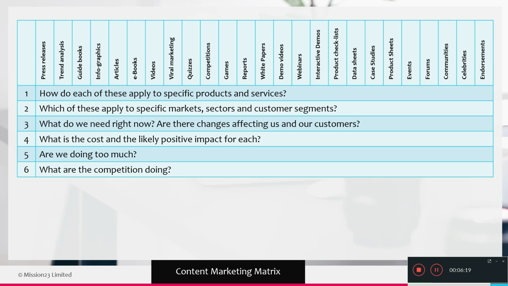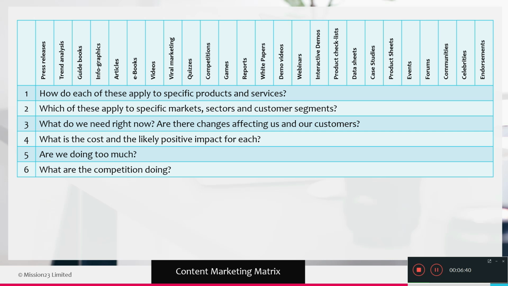Whilst we're addressing ourselves through the content marketing matrix, so are our competitors. So constantly adjusting, fine-tuning and making sure that we stay on message using the right media, the right channels at the right time is absolutely vital to get the content marketing matrix correct.